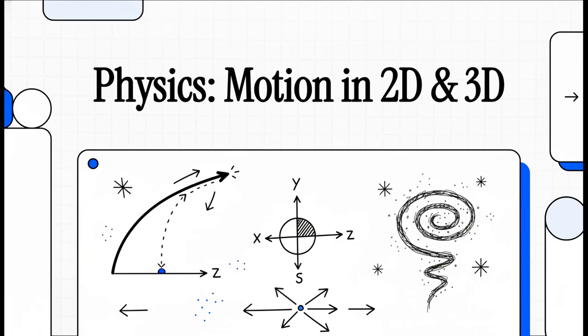Hey everyone, so up until now we've pretty much only dealt with stuff moving in a straight line. But what about a curveball or the Earth going around the sun? That's where things get really interesting. Today we're doing a big picture review of Chapter 4, all about motion in 2 and 3 dimensions. Let's get right into it.